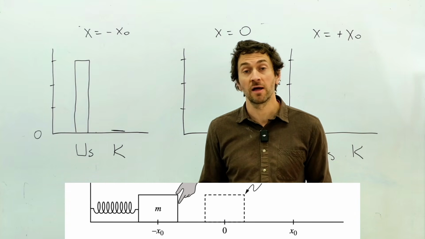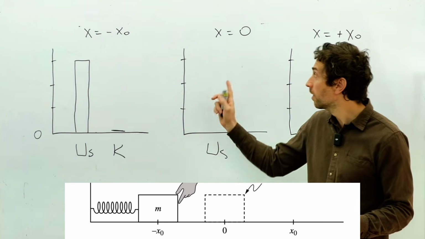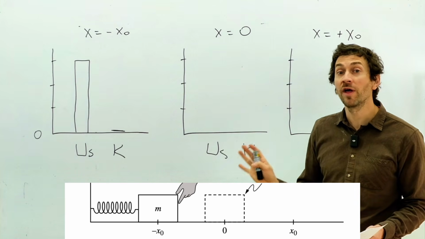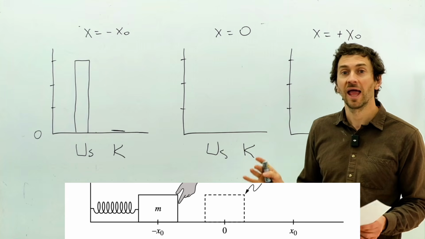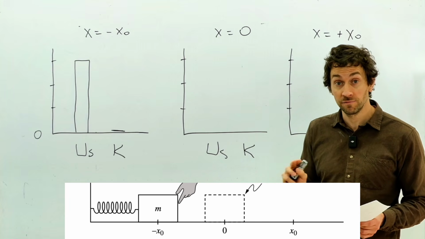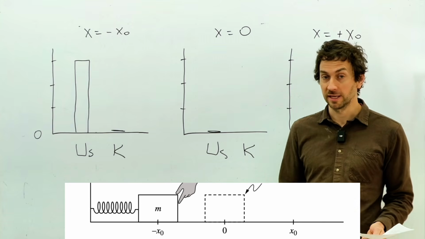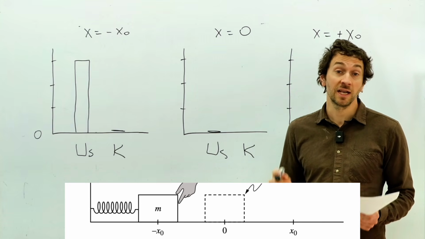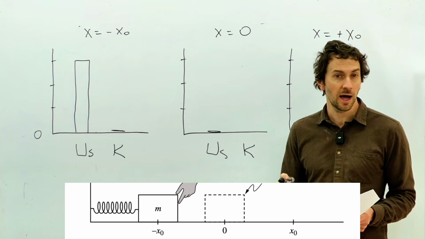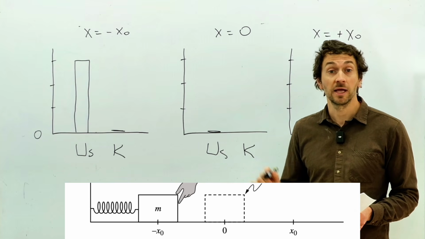When we draw a bar graph for the middle position where x equals 0, we're going to say here all the energy is kinetic energy and none of the energy is spring energy. For spring energy, I'm going to draw a little flat line, just like that. There's no spring energy. And for the kinetic energy, I'm going to draw a bar. And the key thing is I want to draw the same height as the spring energy in the first graph.